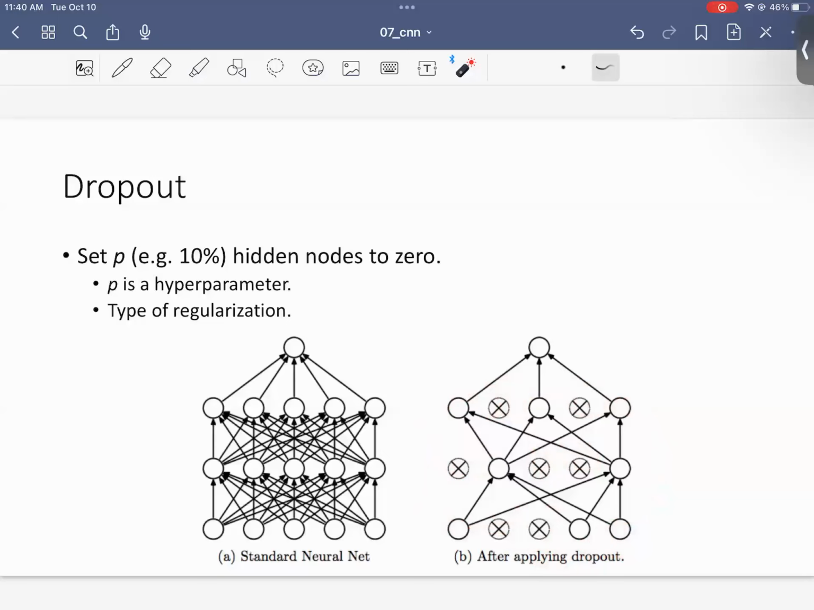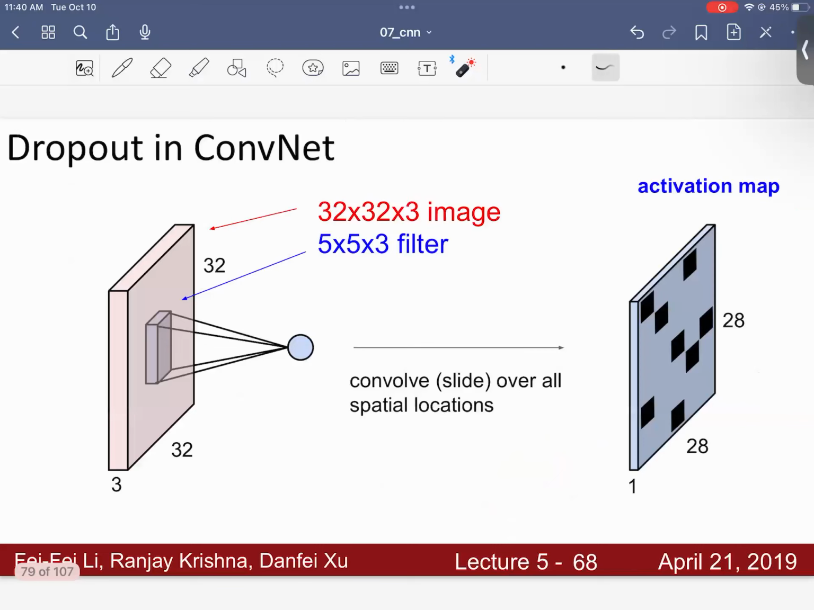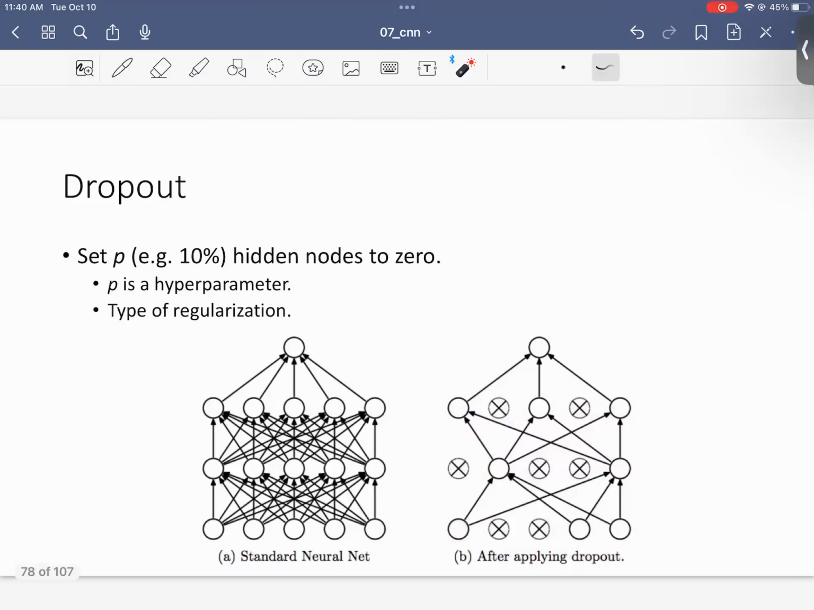Oh, there's a serious lag. Okay, this is not good. Yeah, okay. Sorry, the internet problem. Anyway, so that's what dropout is.